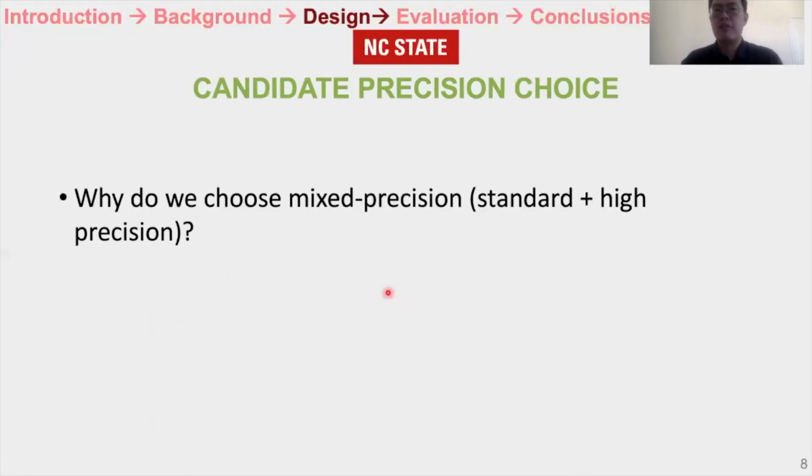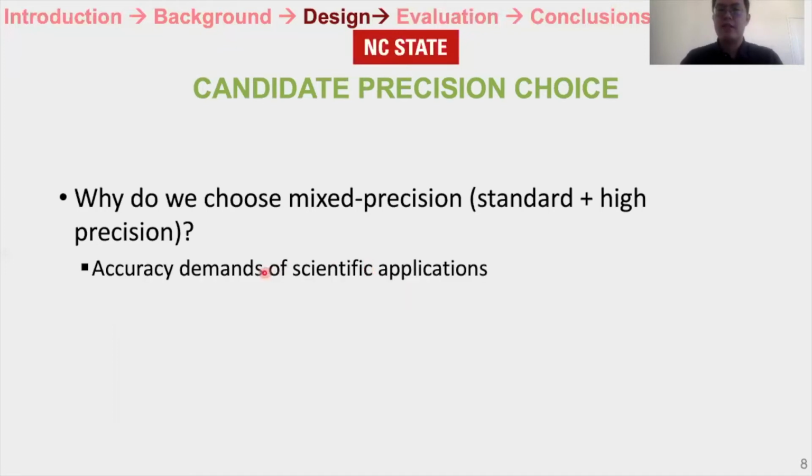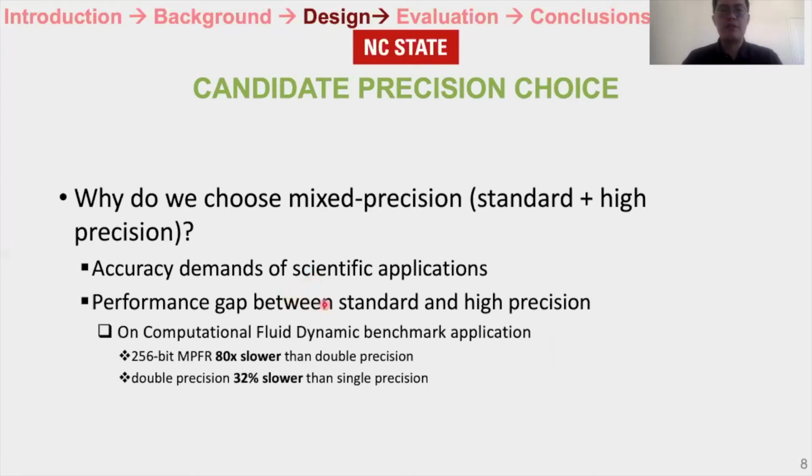Okay, let's look at the details of our design. The first is what the candidate precision choice is, and why we choose mixed precision between standard and high precision. The first reason definitely is the accuracy demands of scientific applications, like we mentioned. The repeated accumulation pattern is very common in molecular dynamics applications and other domains, which can have very big errors if you're adding up a large amount of values. Second, the performance gap between standard and high precision is way larger than the gaps among the standard precisions. It is around 80 times slower for 256-bit high precision compared with standard double precision. However, double precision is only 32% slower than single precision. So this larger performance gap gives us more opportunity to balance performance and accuracy.